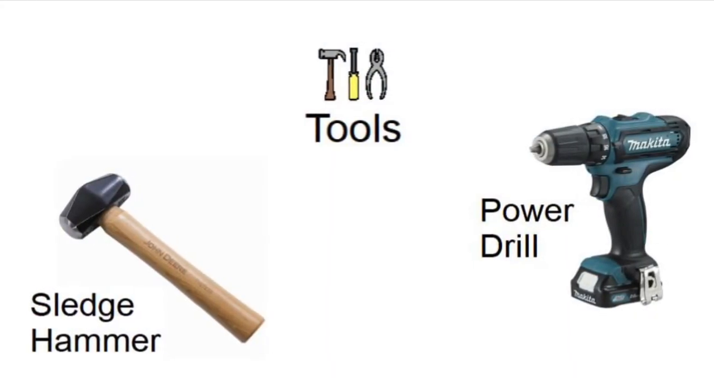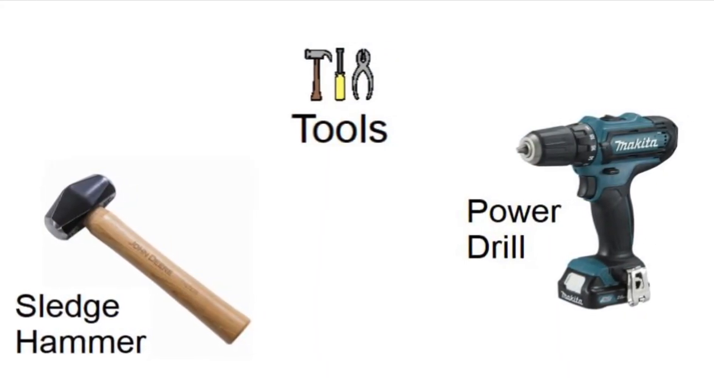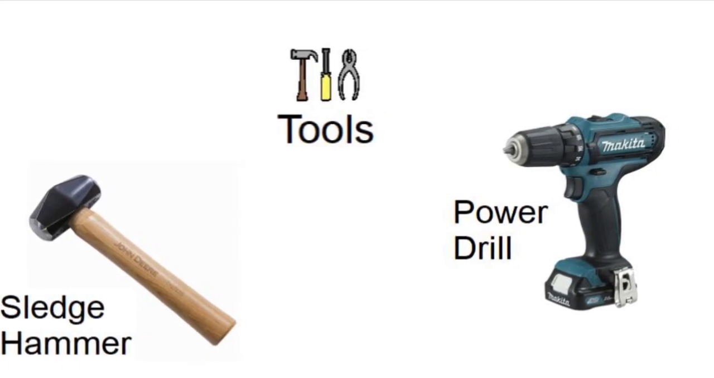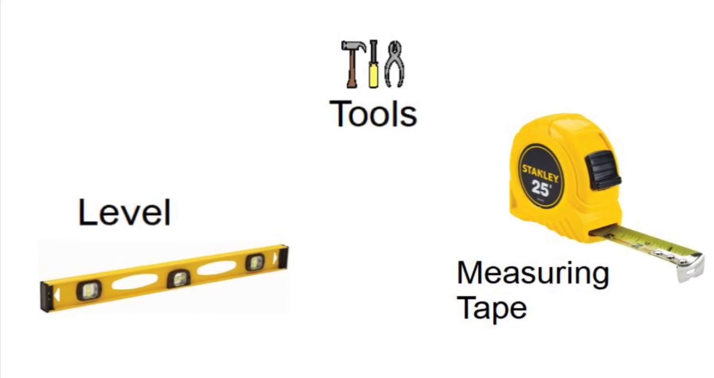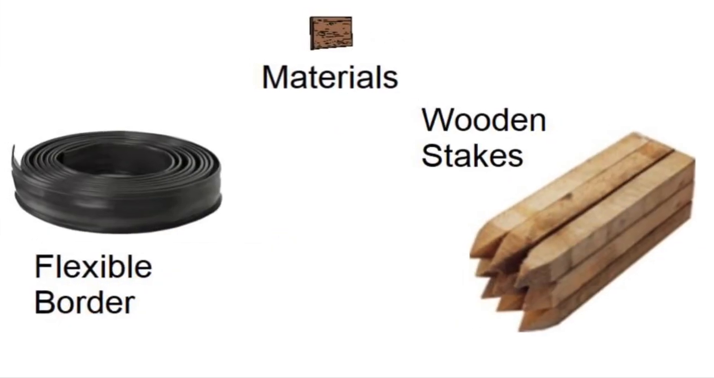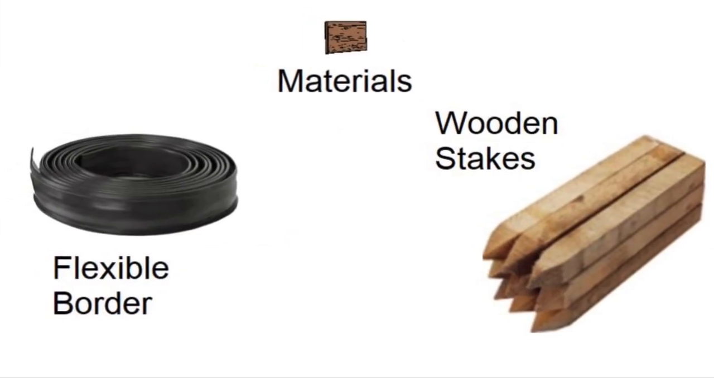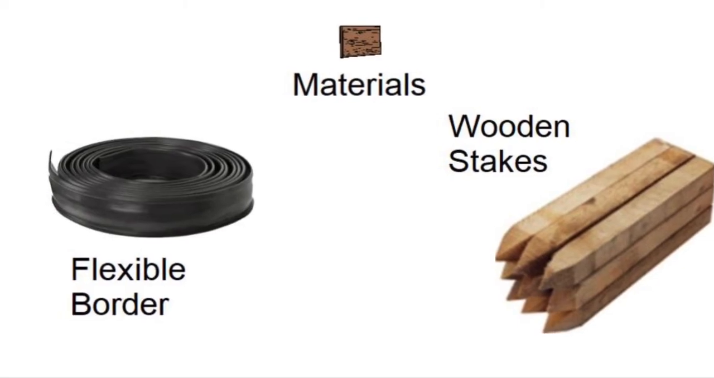Now, let's look at some of the tools we will be using in today's project. We will be using a sledgehammer, a power drill, a level, and a measuring tape. We will also need some materials for this part of the project. We will need a flexible border and some wooden stakes.